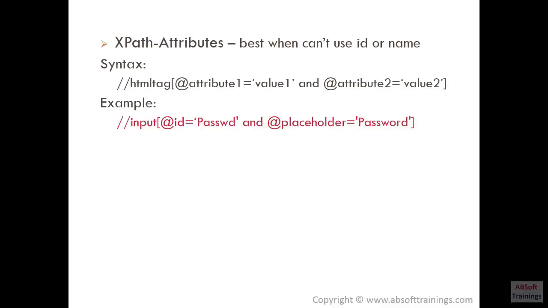That's the example here. It says we are looking for an input with id equal to passwd and placeholder equal to password. You can look at the syntax. It's 2 forward slashes, then HTML tag, then attribute 1 equal to value 1, and so on. You can give a number of attributes.